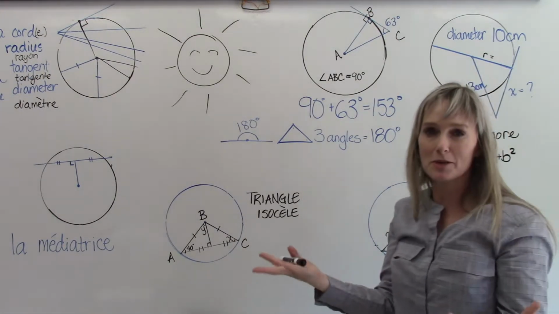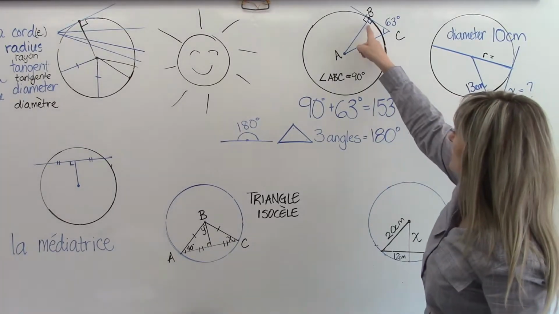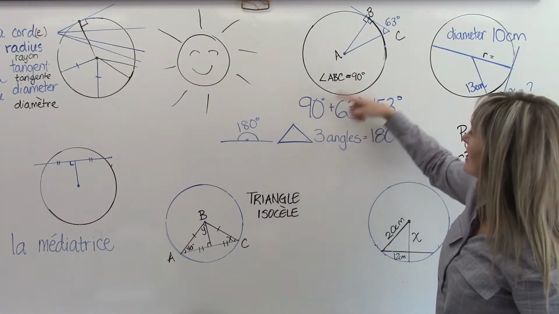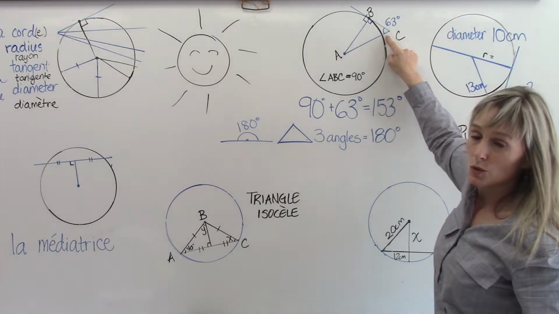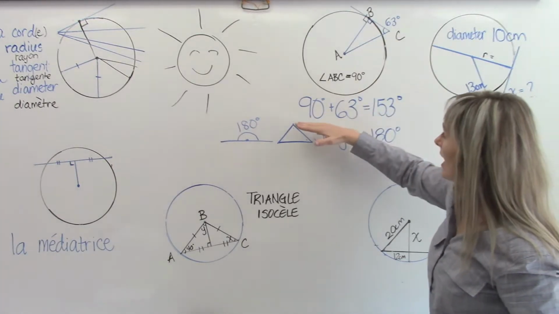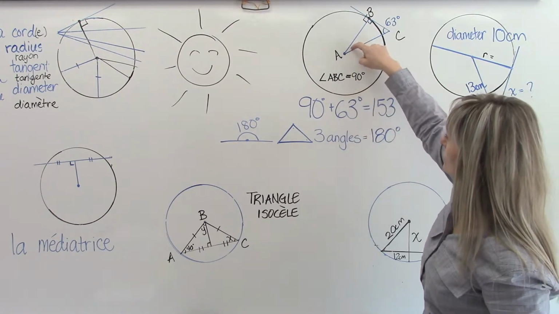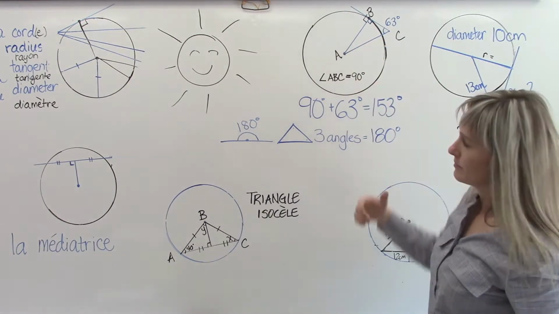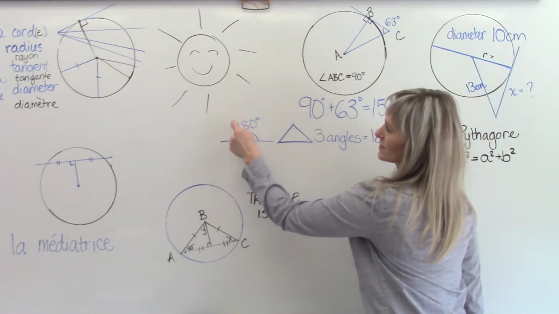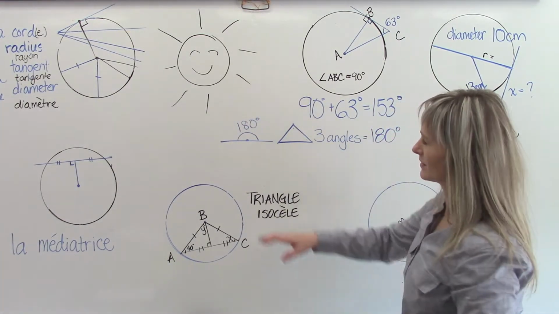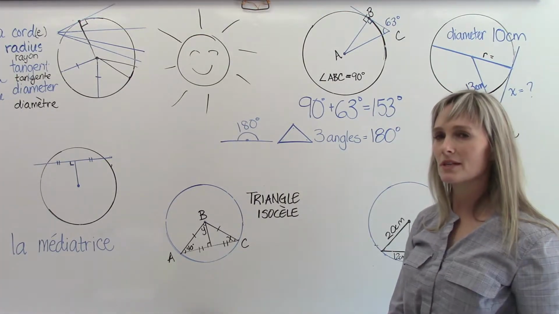Alors, comment est-ce qu'on peut utiliser ça? Alors, à cause qu'on sait que ça c'est 90 degrés, et c'est donné ici, l'angle C est donné, et c'est 63 degrés, on peut additionner les deux angles et trouver le troisième angle. Comment? Vous savez qu'une ligne droite a 180 degrés. C'est la même chose avec un triangle.